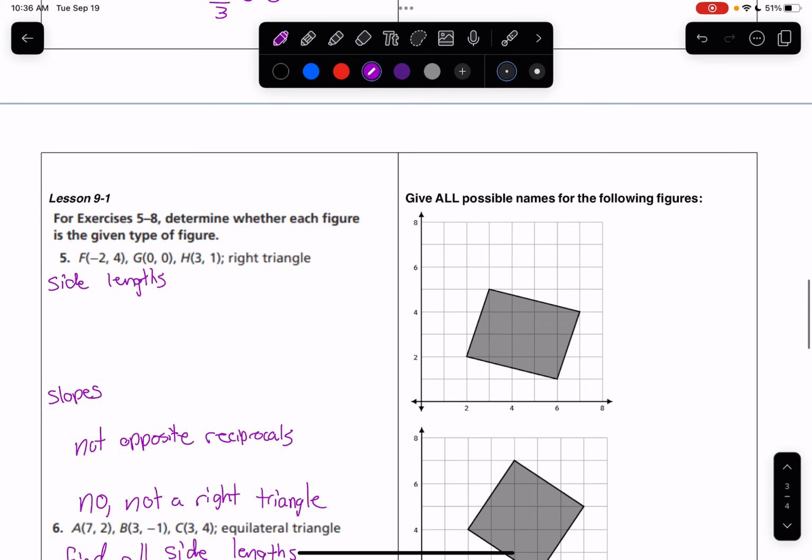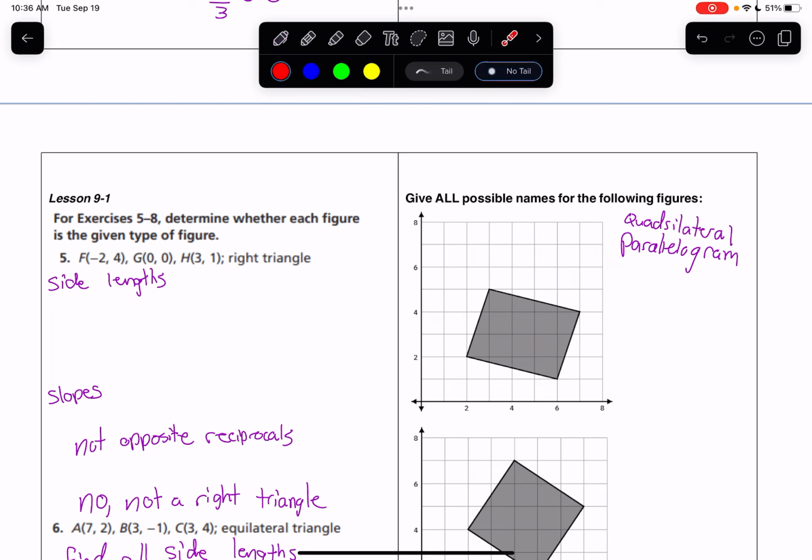And finally, give all the possible names for the following figures. Well, this one has 2 pairs of parallel sides. We can see the slopes here, so it is a parallelogram. It's also a quadrilateral. Then we have to check to see whether it's a rectangle or a rhombus. But since the slope here is 3/1 and this one is -1/4, it doesn't have right angles, so it's not a rectangle. We can see that the sides are not the same length, so it's not a rhombus. So quadrilateral and parallelogram are the only 2 names for that figure.